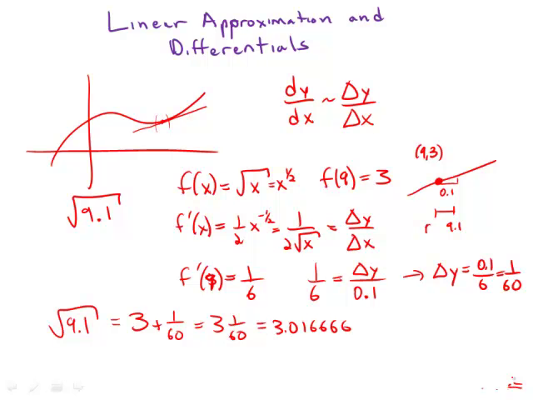And 3 and 1/60th is 3.016666 repeating. Turns out if we actually figure out the exact value on a calculator, it's 3.0166206. So by this very simple procedure, we've been able to create a decimal that agrees to 4 decimal places, which is actually rather extraordinary. And so this is the advantage of using differentials and linear approximations.